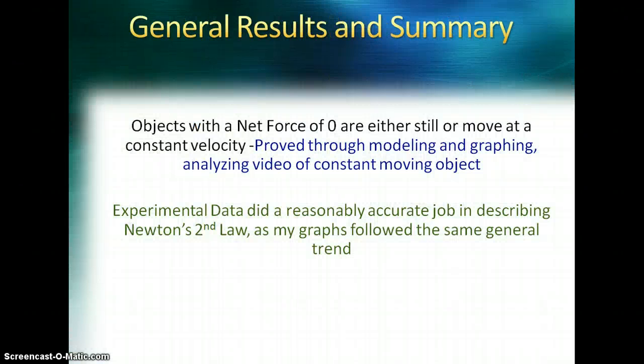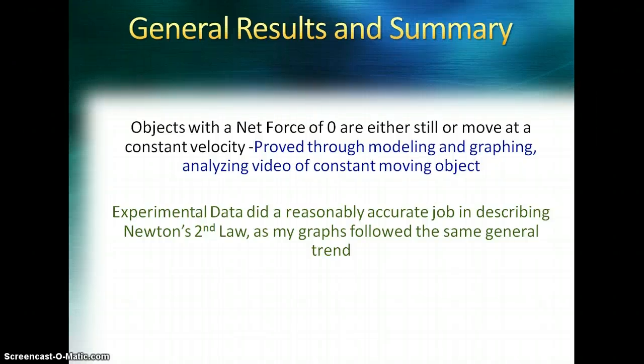Here's a summary. The objects with a net force of 0 are either still or moving at a constant velocity. This was proved through modeling and graphing and analyzing the video of a constantly moving object. The experimental data did a reasonably accurate job in describing Newton's second law, as my graphs followed the same general trend. Thank you very much.